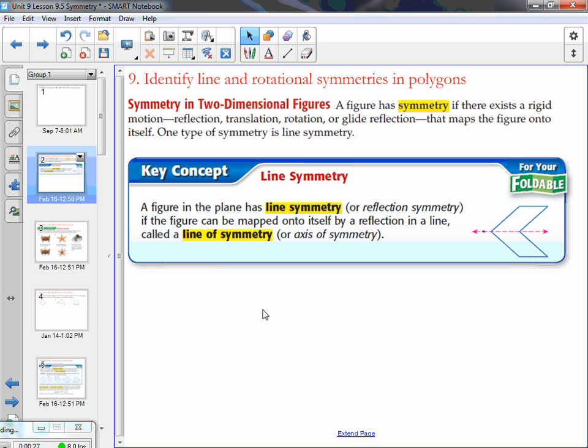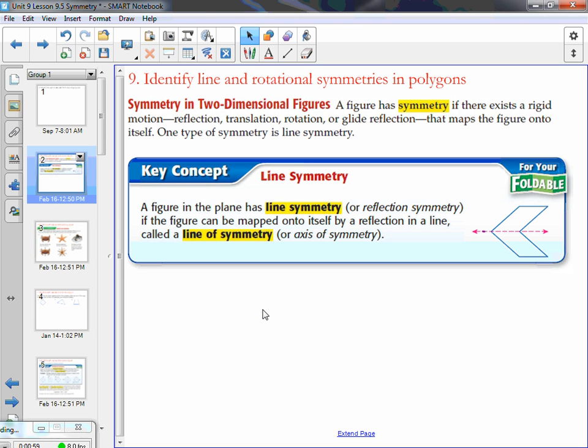And let's see what our definition of symmetry is. At the top of page 653, it says a figure has symmetry if there exists a rigid motion, reflection, translation, rotation, that maps the figure onto itself. So symmetry gives you one of those rigid motions to give you the figure onto itself. And one type of symmetry is line symmetry. That's our first learning target, to be able to identify line symmetry.